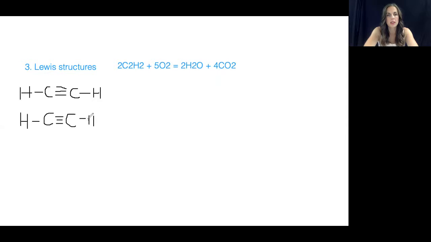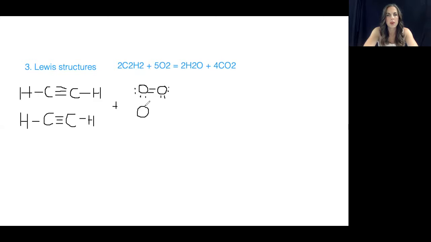Okay, next is going to be fun. We have 5 O2 molecules. So oxygen has 6 valence electrons. So O2, we would have 12 to work with. So that's 2, 4, 6, 8, 10, 12.